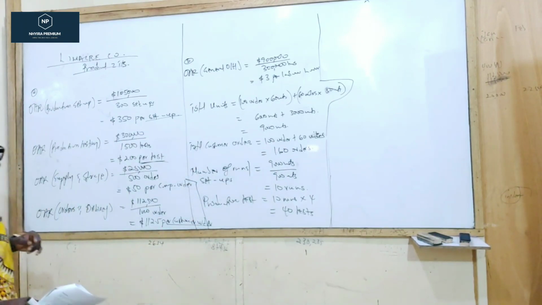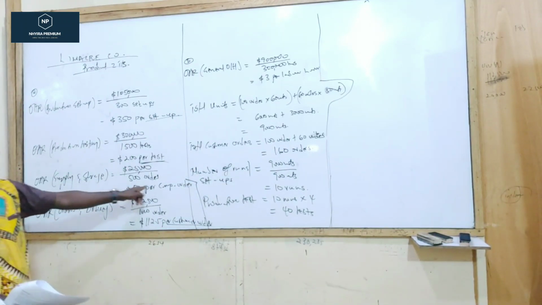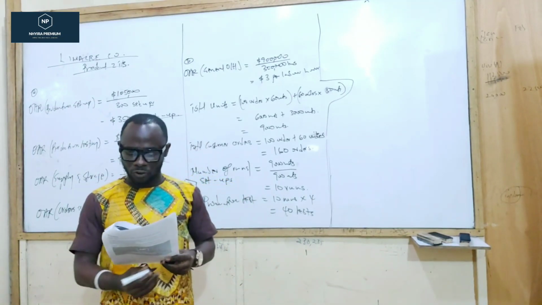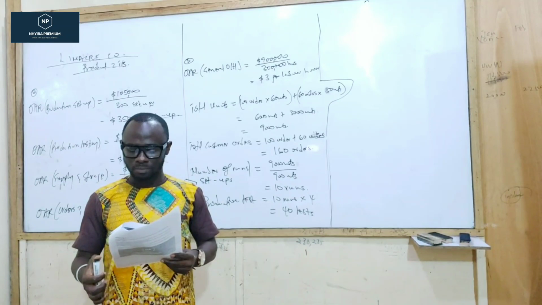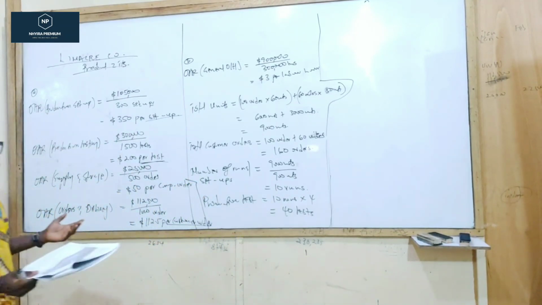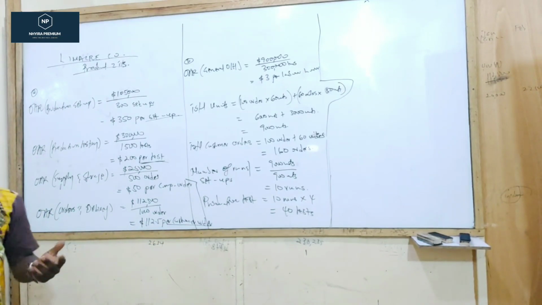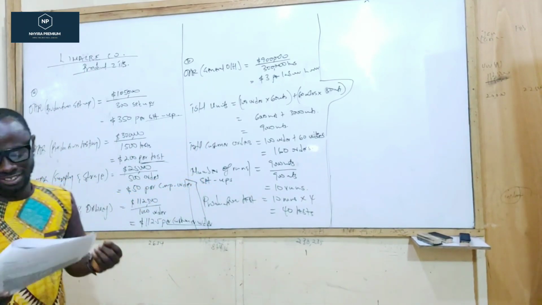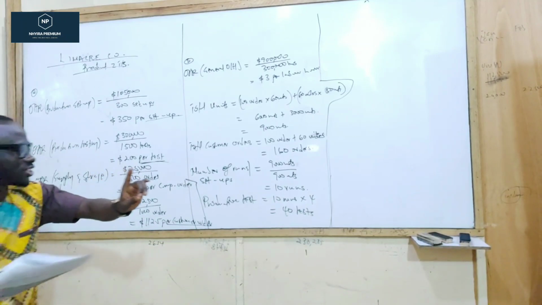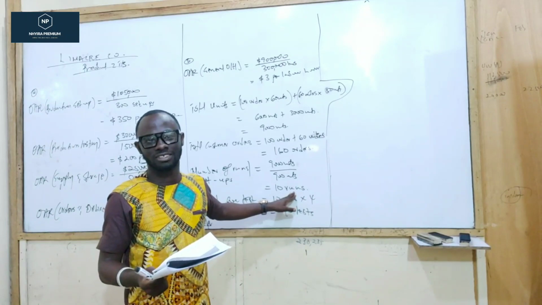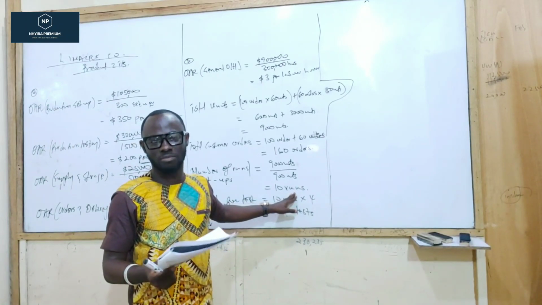Then the component order. One order for component is placed prior to each production run. So what does it mean? One order is placed for each production run. So if we did 10 runs, then how many orders did we place? 10 orders.